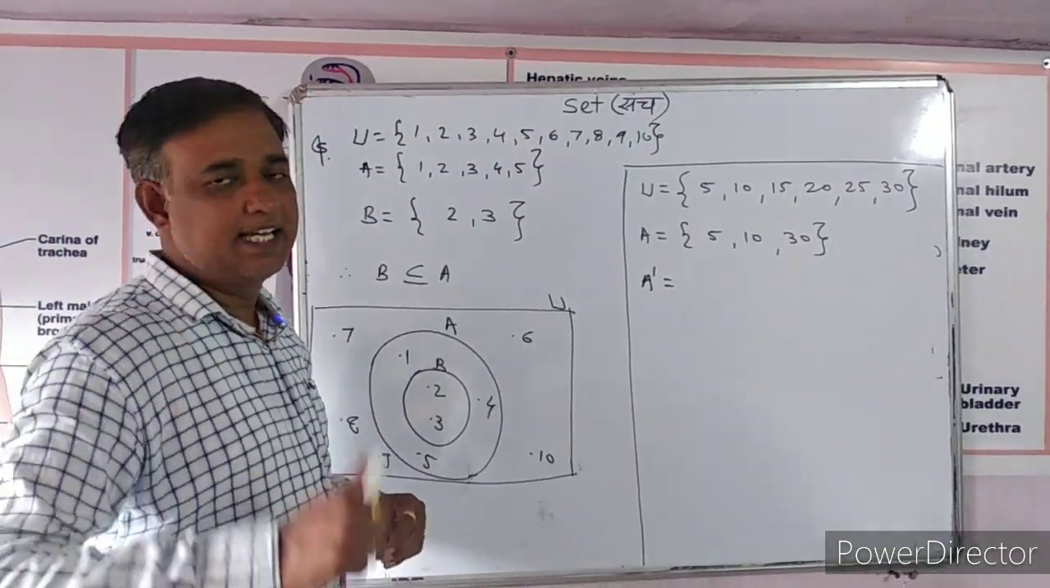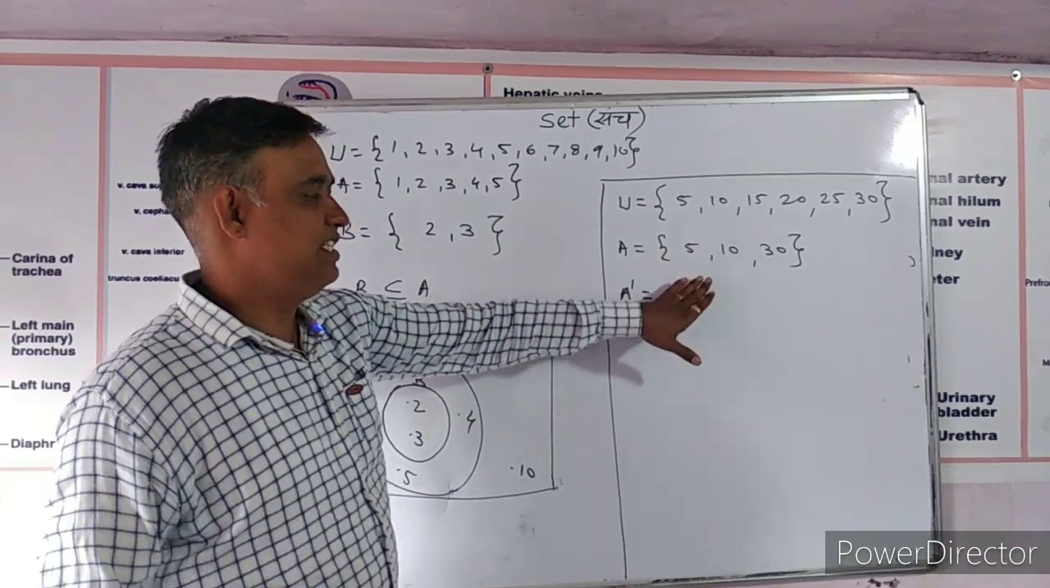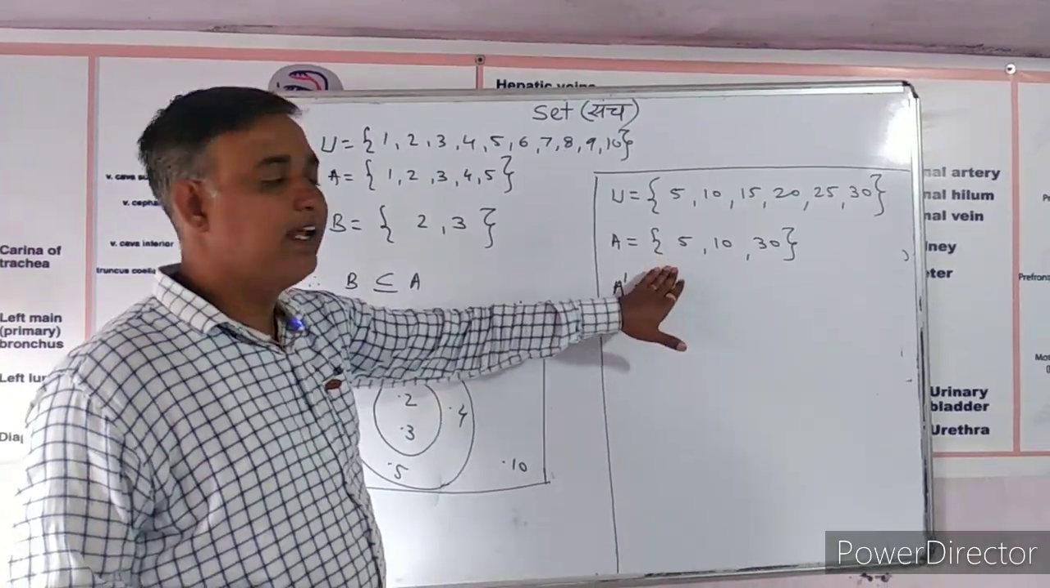In the last lecture we learned that the elements which are present in U but not in A is called as complement of A.